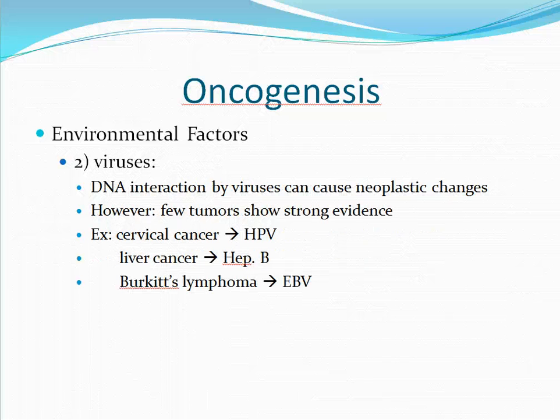Another environmental factor is viruses. DNA is interacted with by viruses. We know that many viruses will interact with DNA and interrupt the normal DNA functioning. Therefore, it is probable that they can cause a neoplastic change. However, few tumors show strong evidence of a viral link. Some tumors have viral associations, but none are absolute. We do know that cervical cancer is the result of HPV, human papillomavirus. Liver cancer can be caused by the hepatitis B virus, and Burkitt's lymphoma is the result of the Epstein-Barr virus.